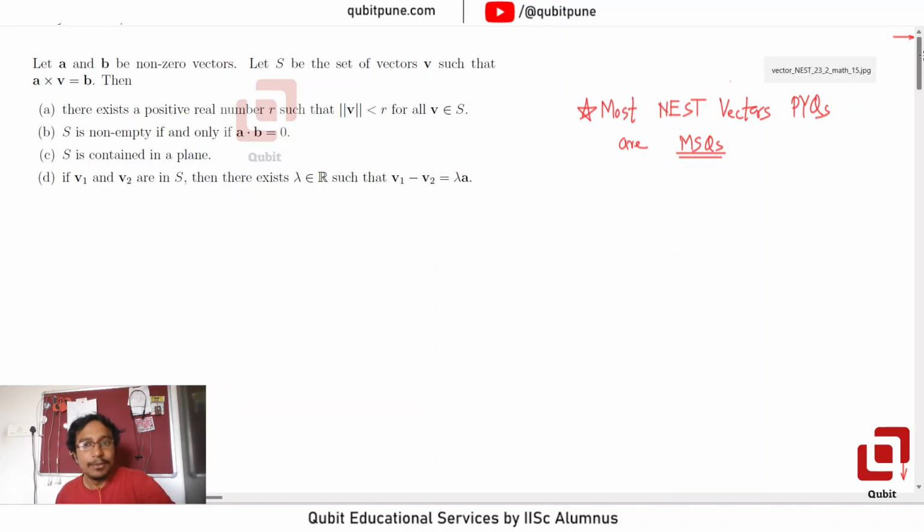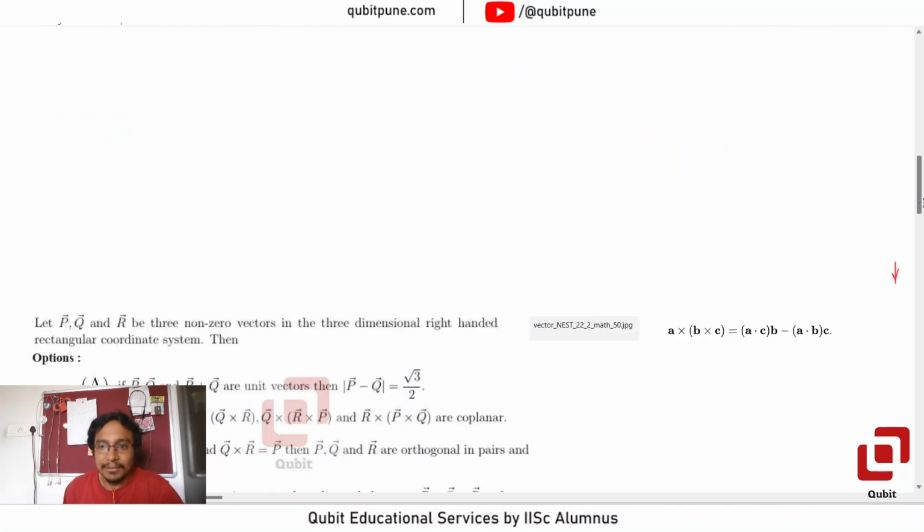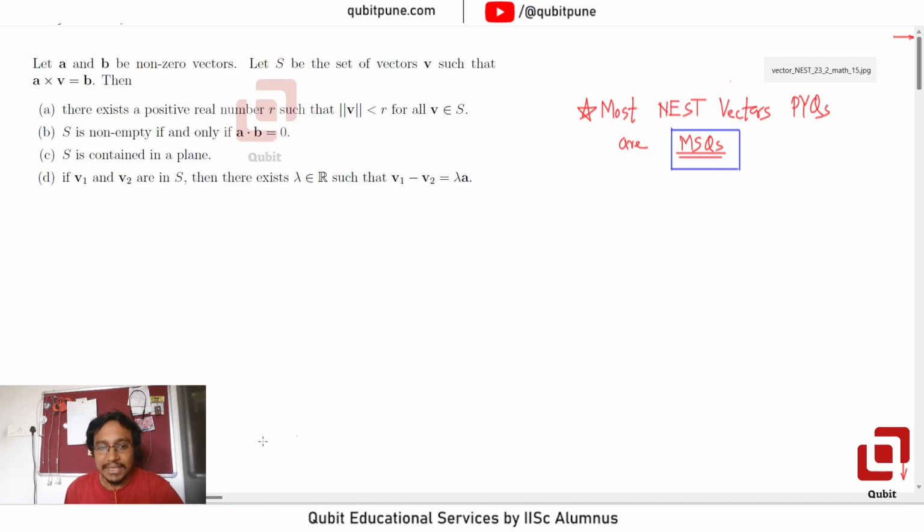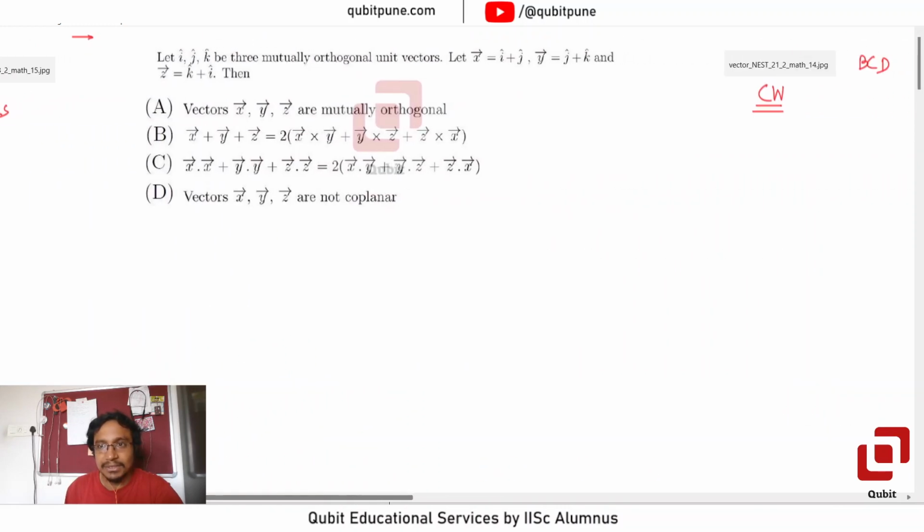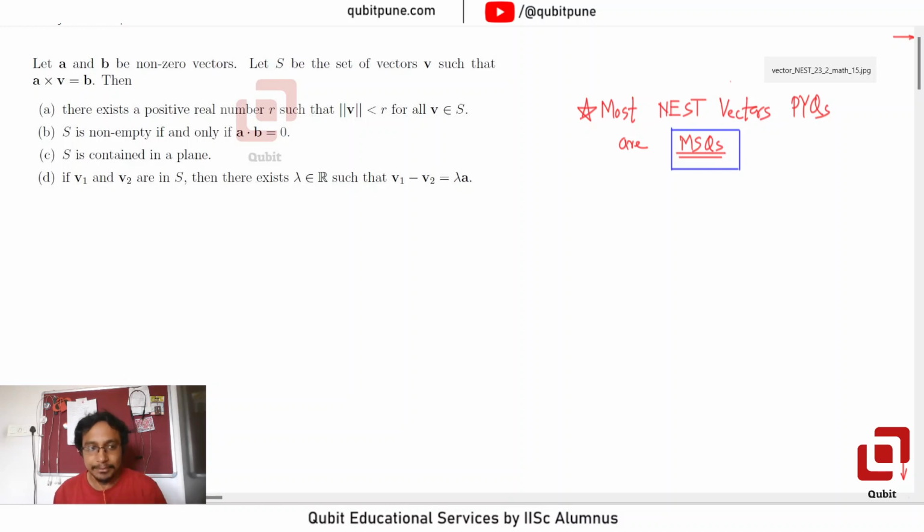Now before we go to these MCQs on vectors, let me tell you that in the papers that we have, most of the recent NEST vectors PYQs are multiple select questions. So in one question, they can check your understanding of collinear vectors, coplanar vectors, dot product, cross product, angle between vectors, magnitude, inequalities associated with magnitudes, everything. So I've done the same thing. I've selected those questions which are multiple select questions. I think only one of them is multiple choice. Let's see.